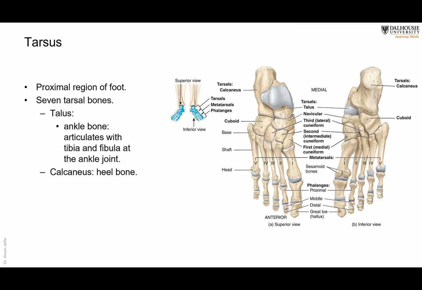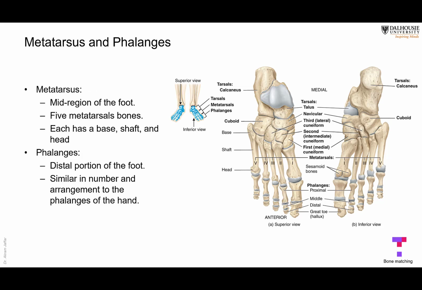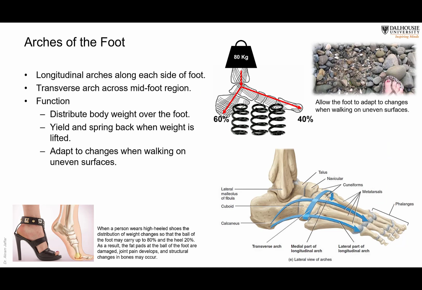The tarsal bones are the proximal region of the foot. We have 7 of them, as opposed to 8 carpal bones. You don't need to memorize the names of all the bones, but one of them is the talus, which has been mentioned several times. It is the bone that articulates with the tibia and fibula at the ankle joint. And then the other one is the bone of the heel, which is called the calcaneus. So the calcaneus is the bone of the heel. It does not articulate with the tibia, and does not articulate with the fibula.